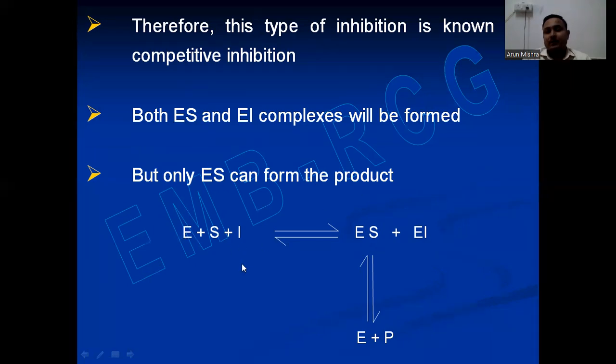We can see here that if three things are present, the enzyme, the substrate, and inhibitor in a solution or in an area, this will lead to the formation of two complexes. Some enzymes will bind with substrate to form ES, and some enzymes will form EI with inhibitor. Now only the product will be formed from enzyme substrate. As you can see here, an enzyme inhibitor will block the activity of the enzyme.